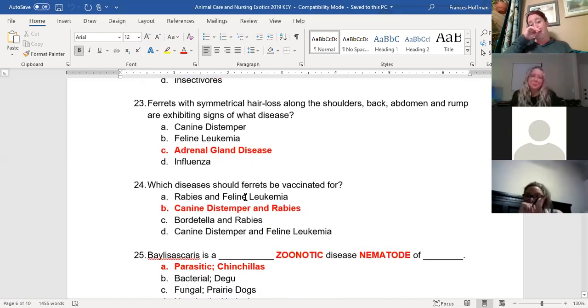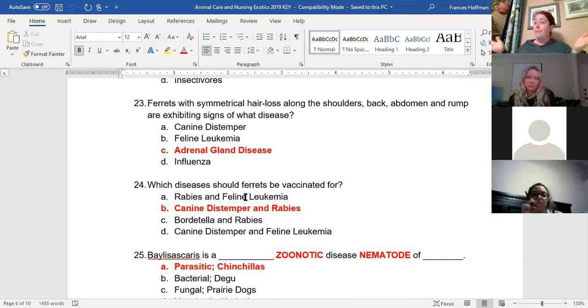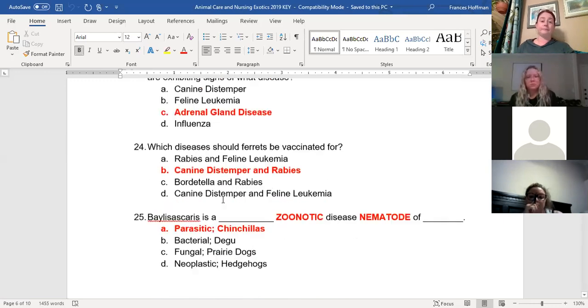Ferrets that have symmetrical hair loss along the shoulders, back, abdomen, and rump are going to be exhibiting... it's not mites. It's not behavioral. It's going to be adrenal gland disease. So adrenal gland disease will often cause muscle wasting, hair loss, and it'll even have the females showing signs of heat, even though they are already spayed.